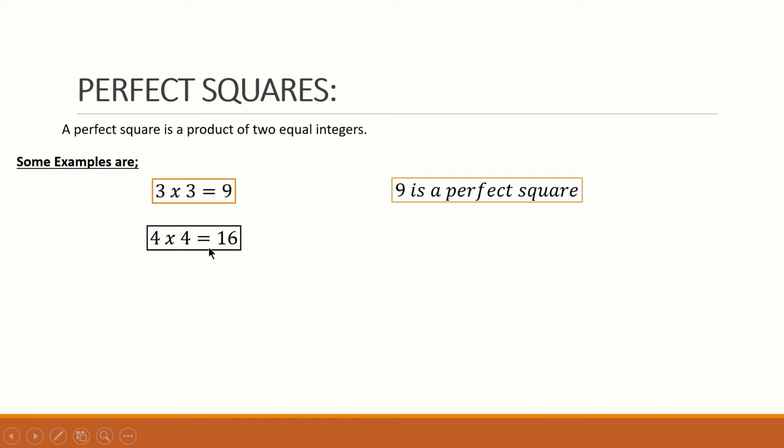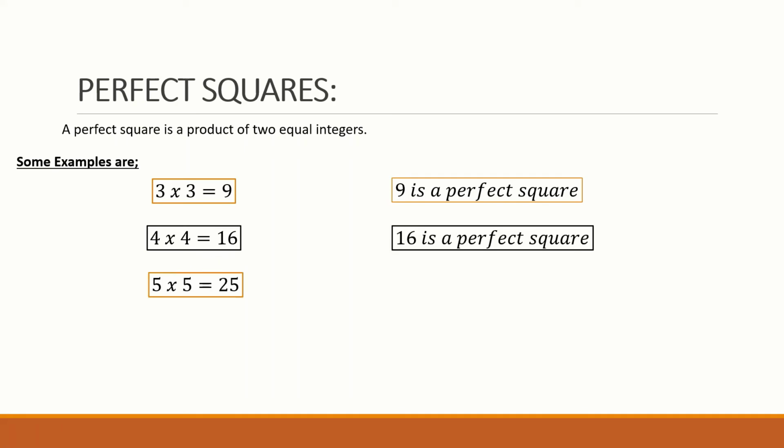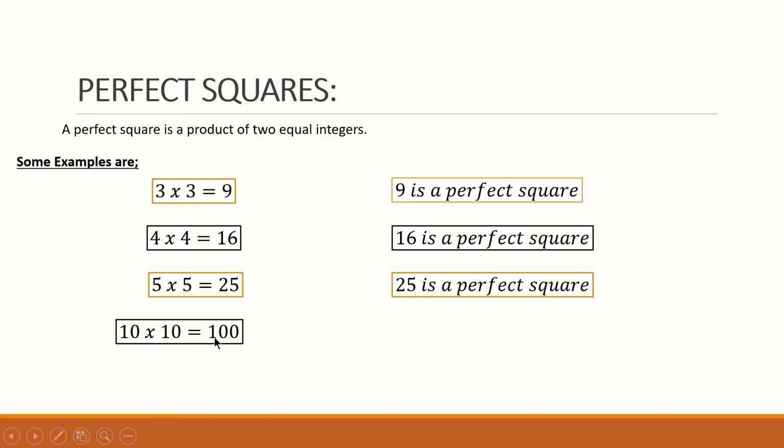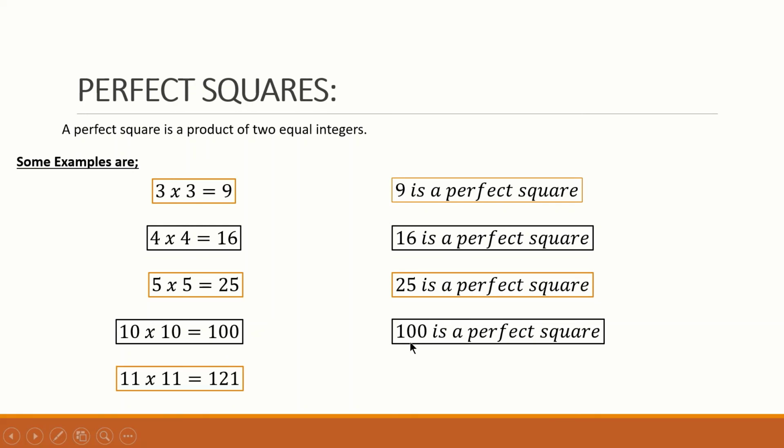4 times 4 is 16, so 16 is a perfect square. 5 times 5 is 25. That means that 25 is a perfect square. 10 times 10 is 100. That means that 100 is a perfect square. We also have 11 times 11 is 121. That means that 121 is a perfect square.